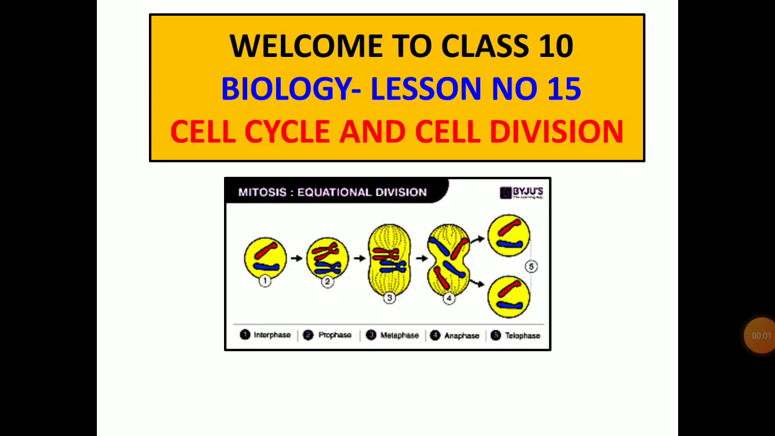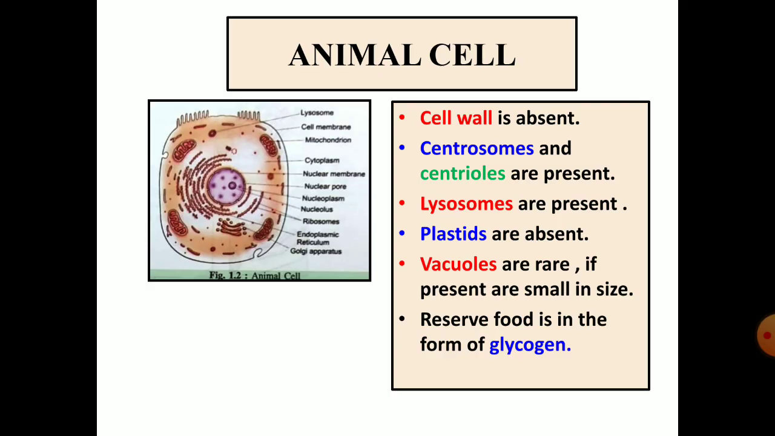Good morning, children. Welcome to Class 10 Biology, lesson number 15. In this lesson, we will discuss the cell cycle and cell division. But before we go into studying the cell division, let us see the characteristic features of animal and plant cell.